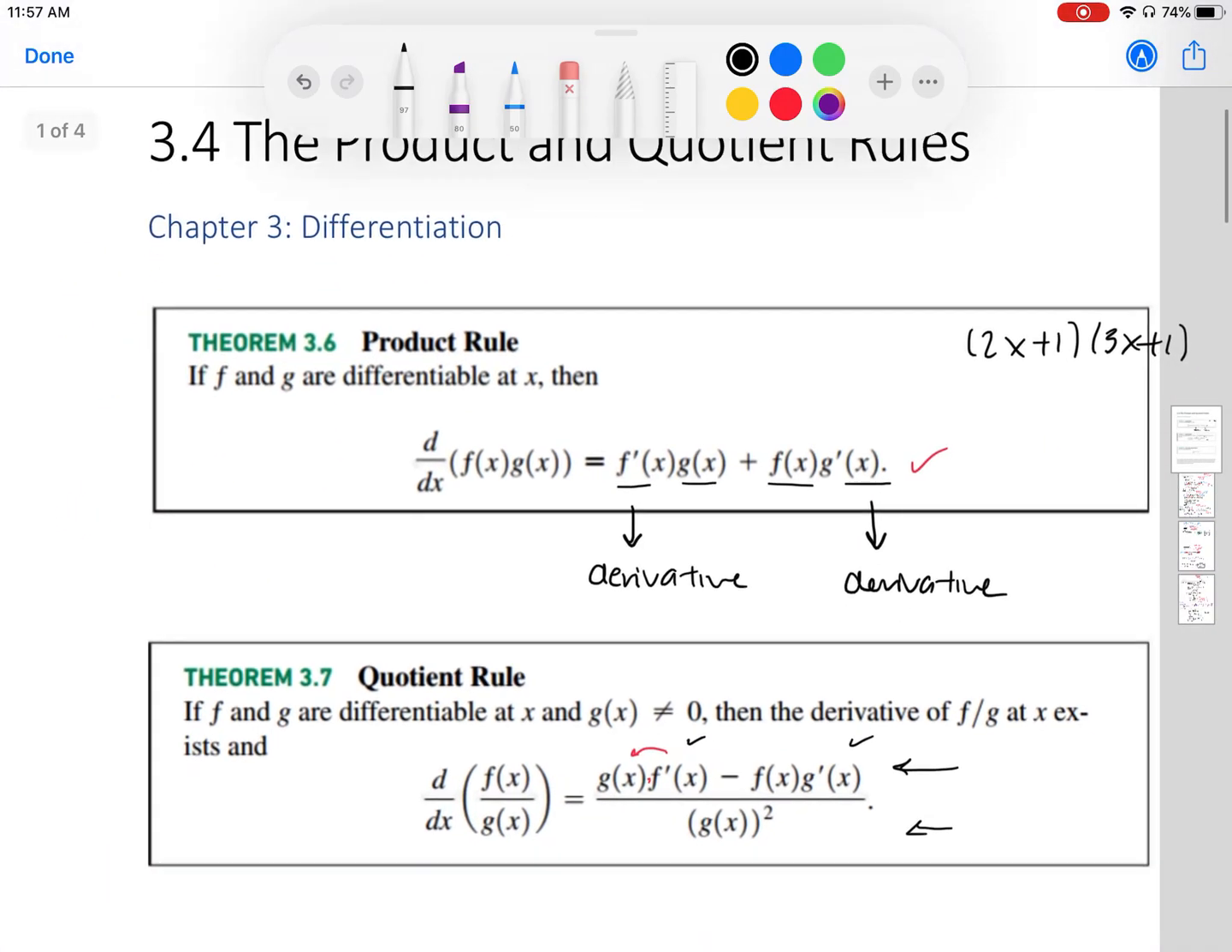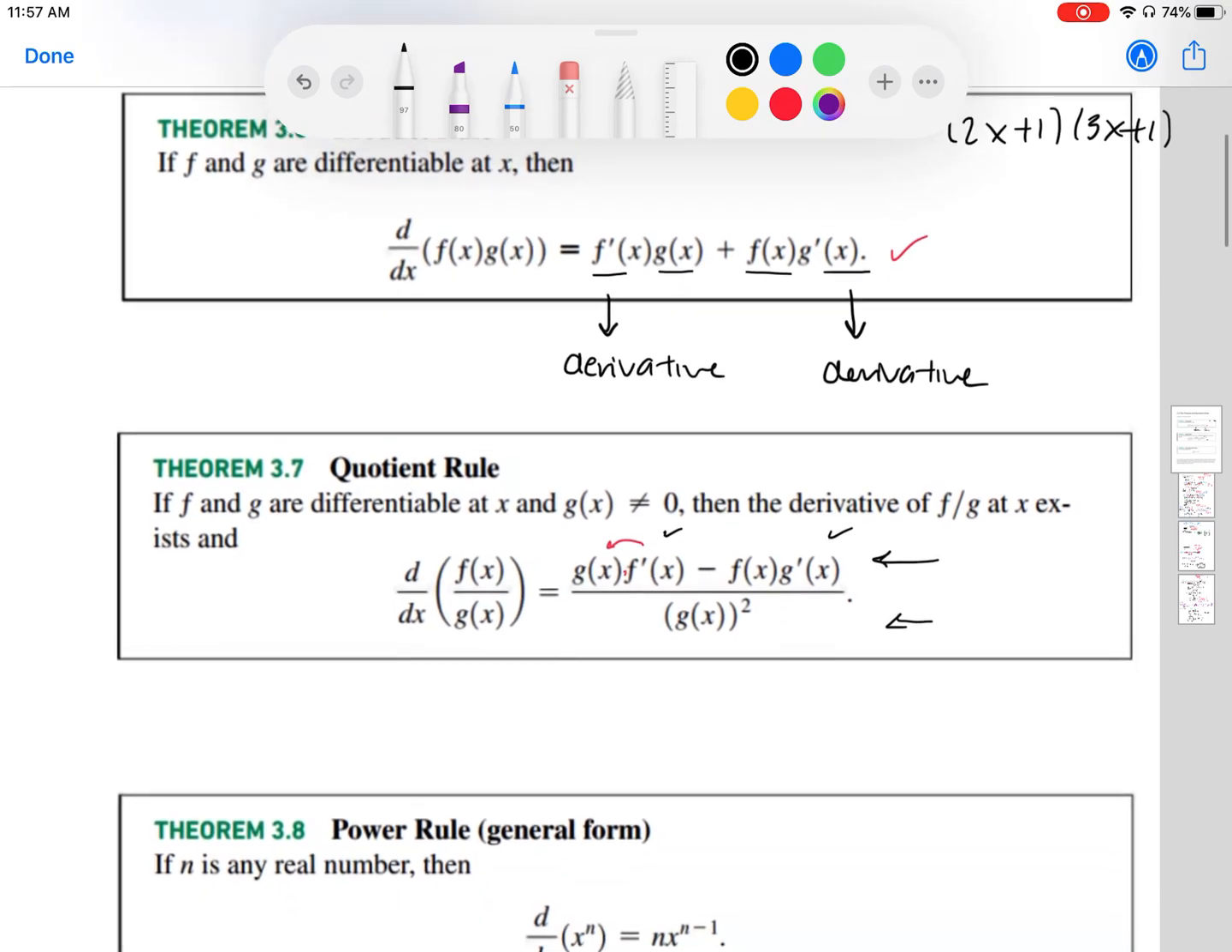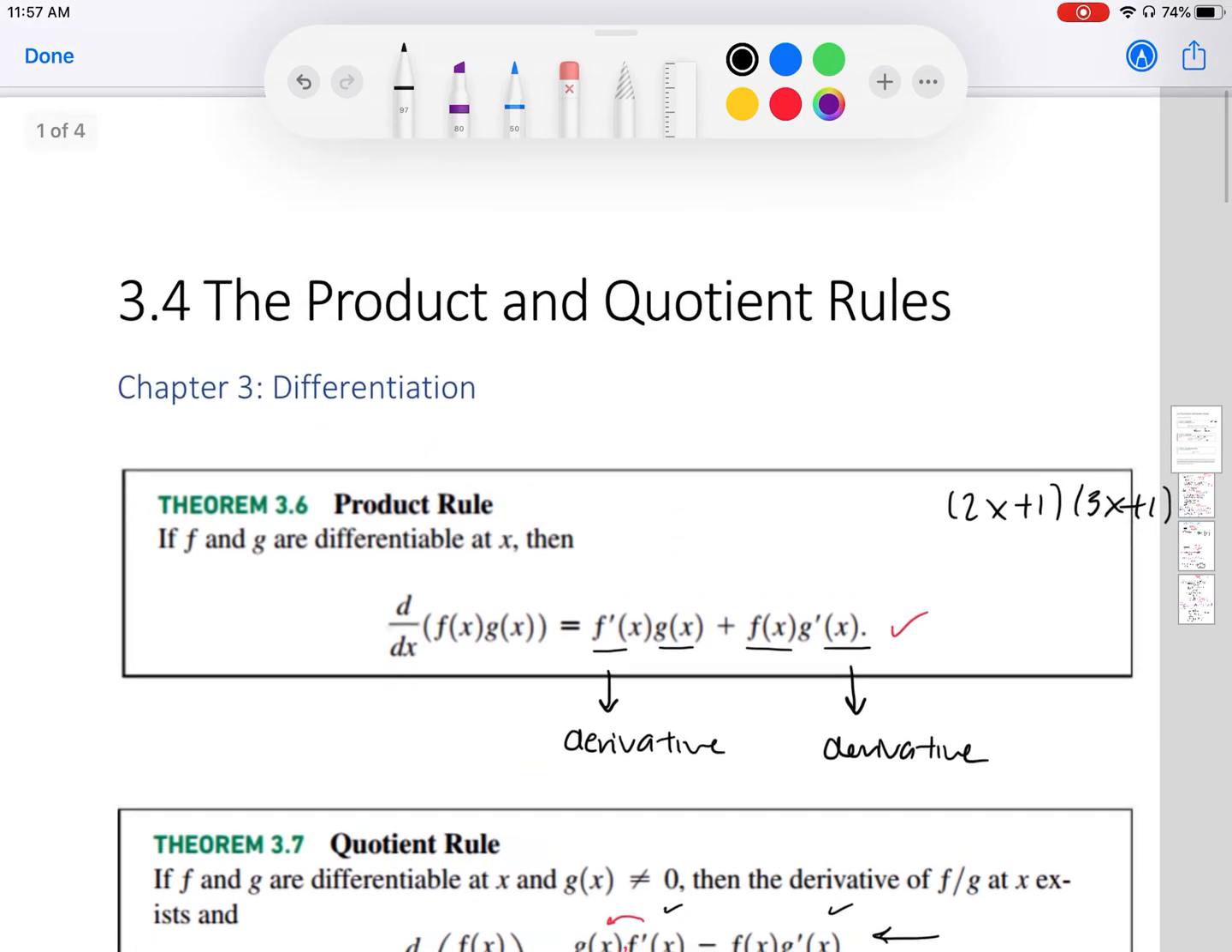All right, so what did we learn in this section? We learned the quotient rule and the product rule. That's section 3.4. Thanks.